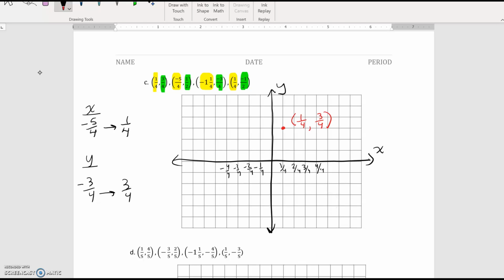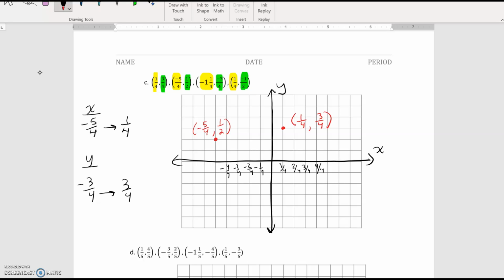Then I see -5/4, which is left 5. And then up a half. I know a half is equal to 2/4, so this point here would be -5/4, and then 1/2, which is equal to 2/4, so I go up 2 spaces.